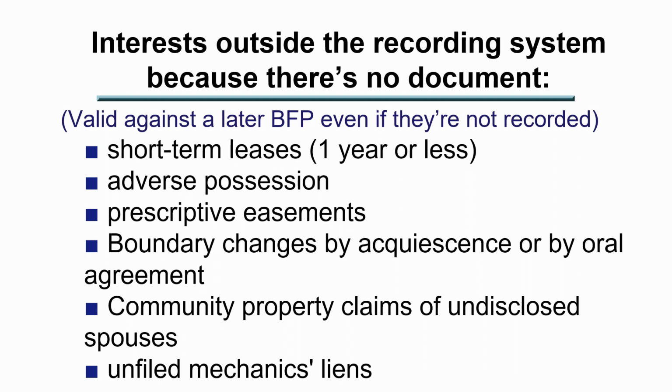If the property is sold to somebody who thinks they're a BFP during this period, that BFP will still be subject to the unfiled mechanics lien once it does get filed, because when it's filed, it relates back to the date, typically the date the work was completed on the property. Now, this is a shameful thing to put in any legal system, to allow this sort of secret lien to exist. Nevertheless, it's well established and we have to be aware of it.